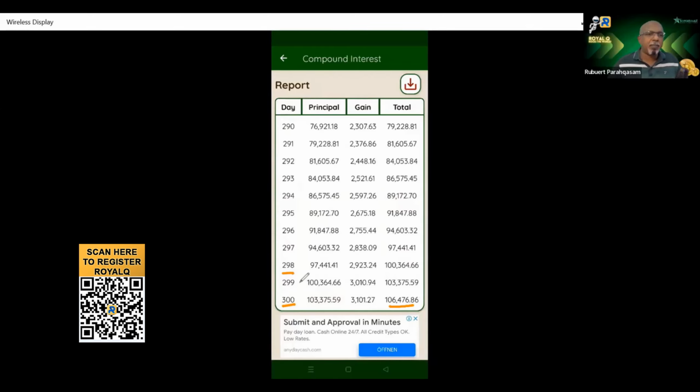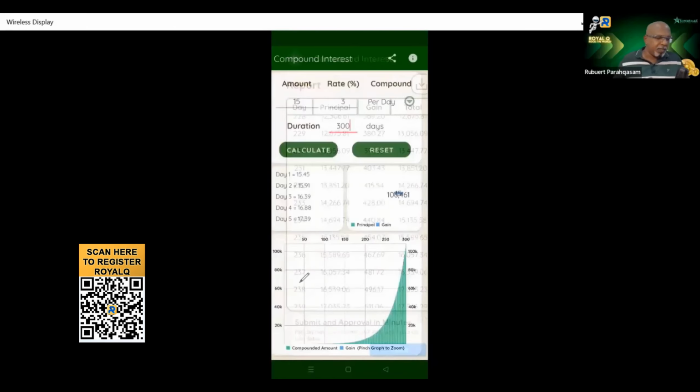Trade by compounding. Was that interesting? Yes, guys? Interesting, yeah. So it will be slow.